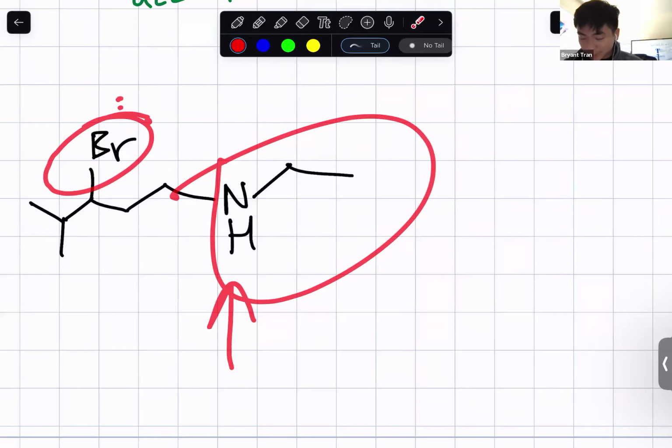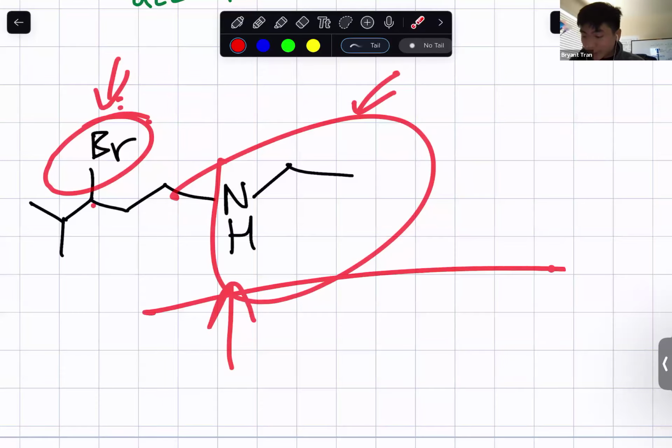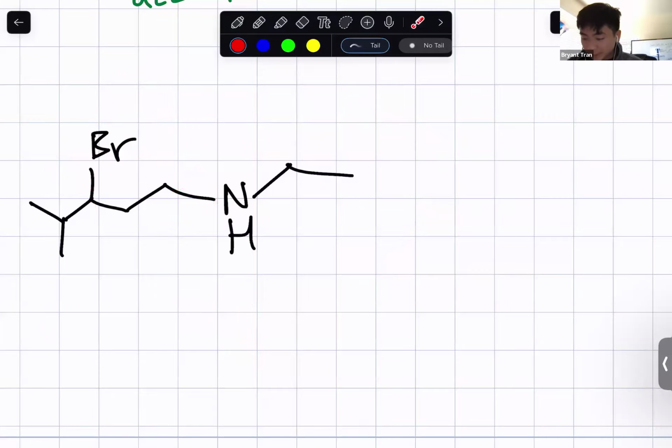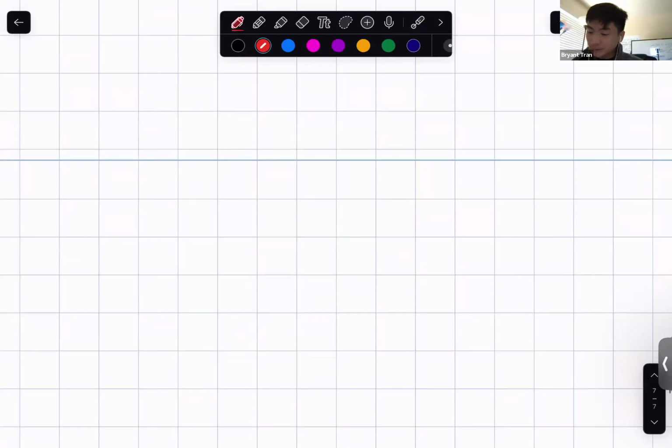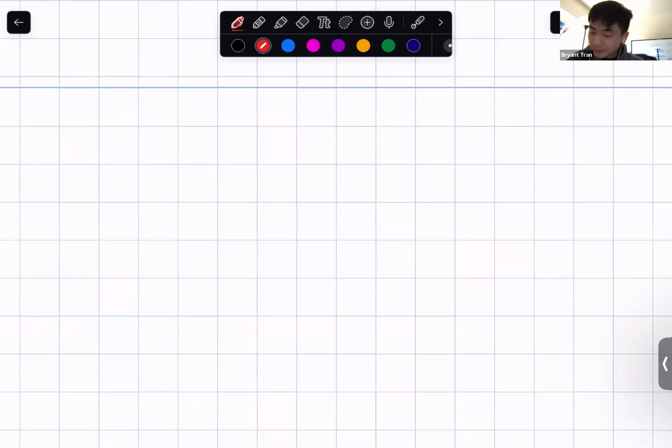So we have two functional groups here. We have a halogen and we have an amine, right? So the amine here, like you said, is the higher priority group, and because of that, this carbon here would have to be our carbon number one, right?